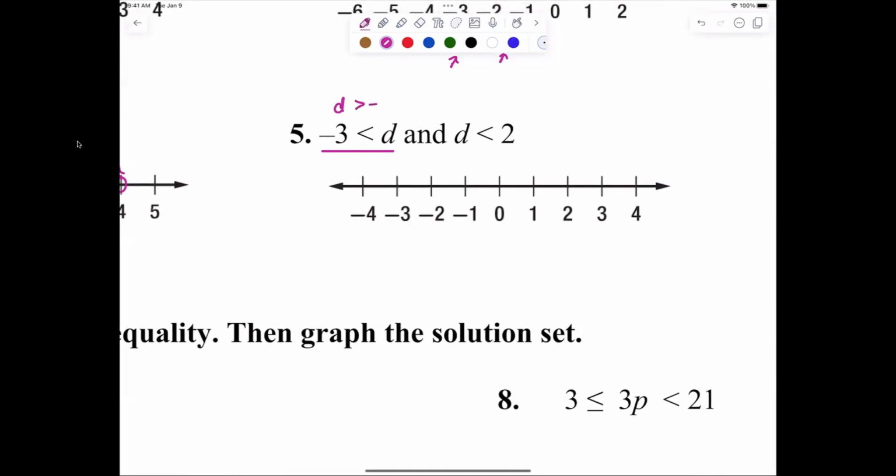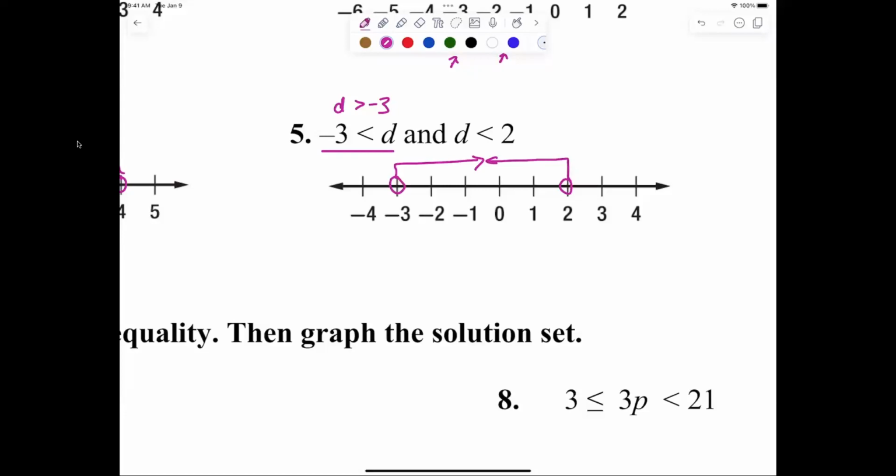Greater than -3. So make yourself a note on that. If you switch them around, you have to switch the inequality sign as well. So that means D is greater than -3. All right, so graph greater than -3. And then you graph D is less than 2.